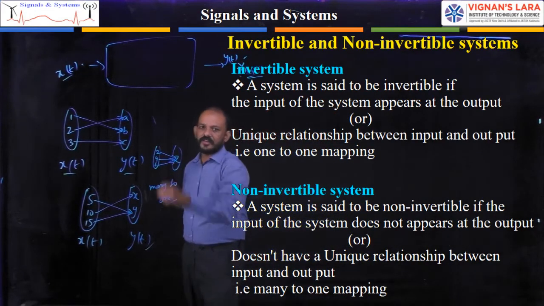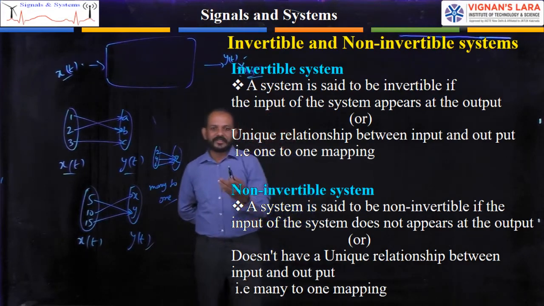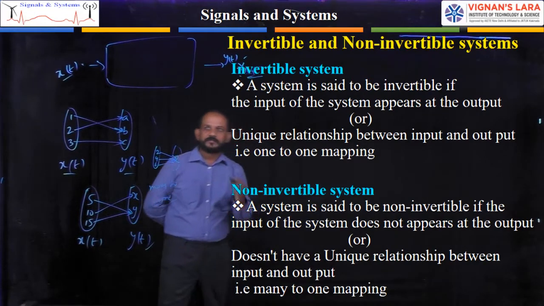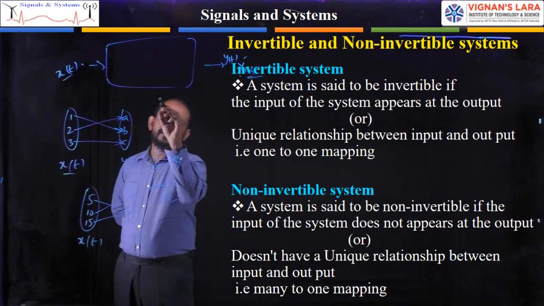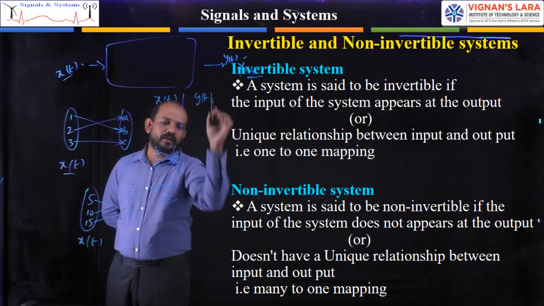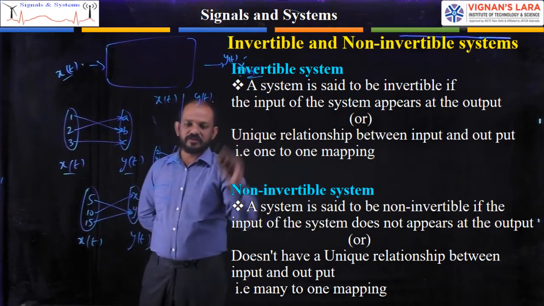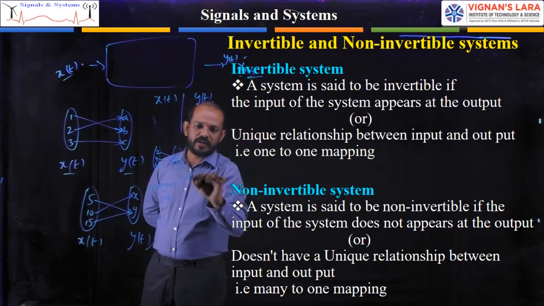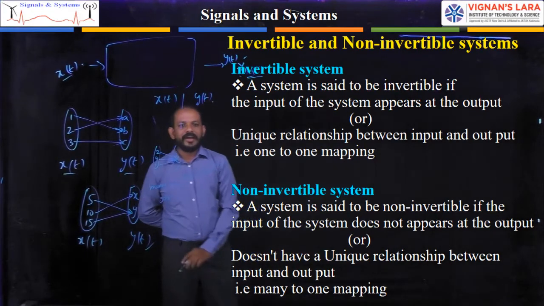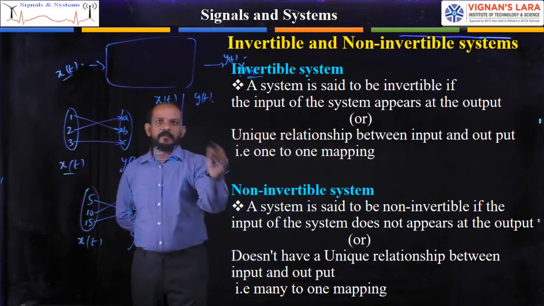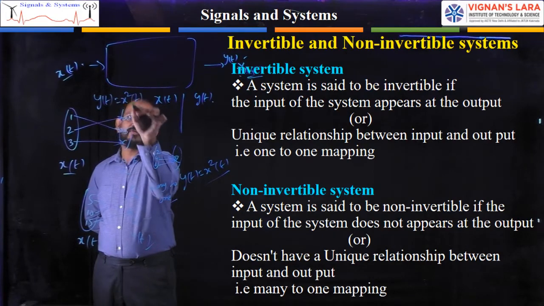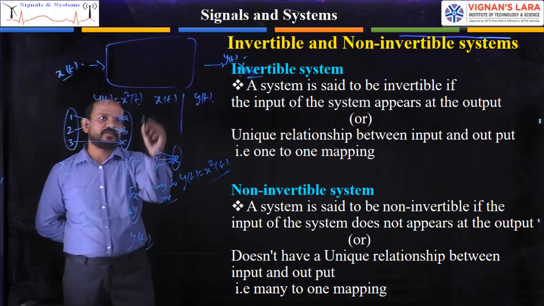So with this, I hope you have a clear idea what is invertible and non-invertible. I can give some more examples also. Let us consider x of t and y of t, and the given function is y of t equal to x square of t. Here the function is y of t equal to x square of t.